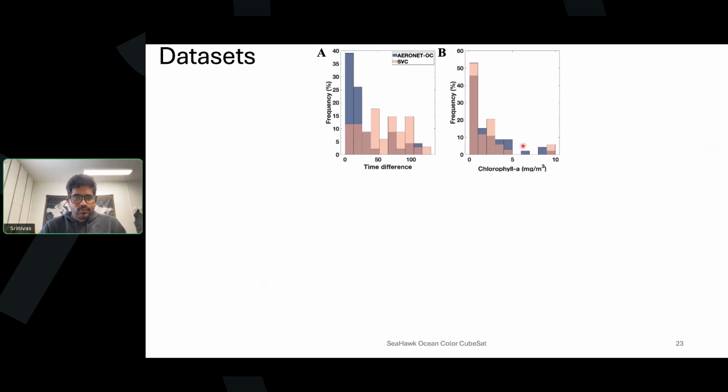So here we have two histogram plots. The left histogram shows the time difference between the Hawkeye overpass and the in situ measurement. So for example, if we have 50 minutes, then Hawkeye was within plus or minus 50 minutes of the in situ measurement, and this is the frequency on the y-axis. We restricted our data to 120 minutes, which is around 2 hours. And then on the right, we have the chlorophyll-a concentration of all the data points that we collected. Most of them are in low chlorophyll-a waters, but we have some points where the chlorophyll-a concentration reached around 10 mg per meter cubed.